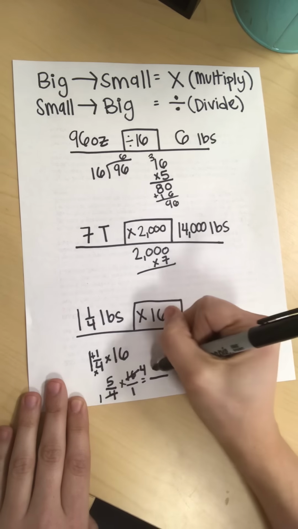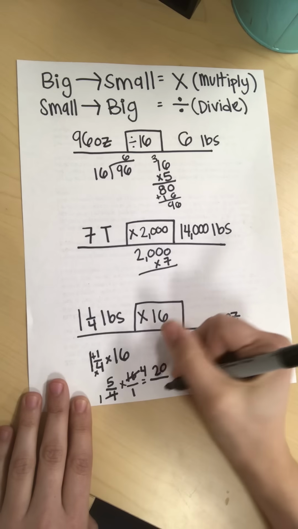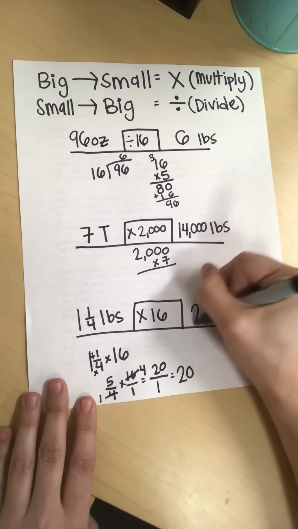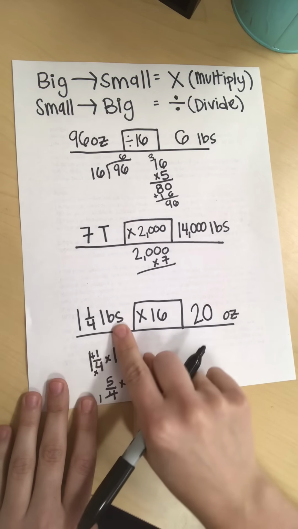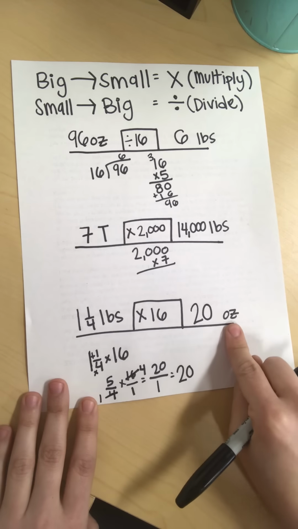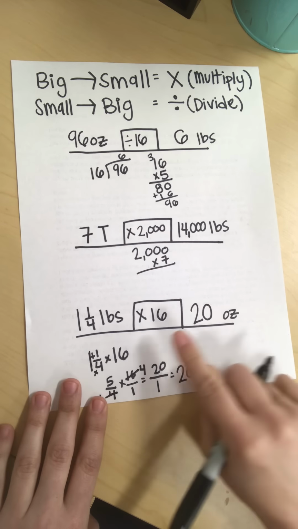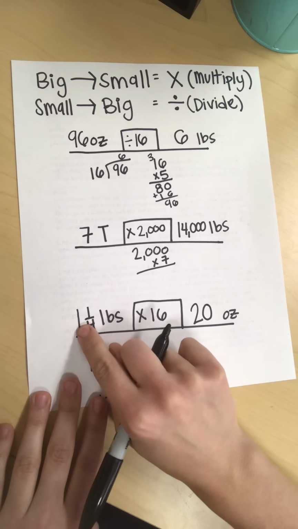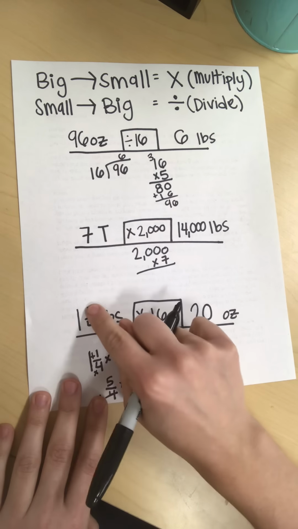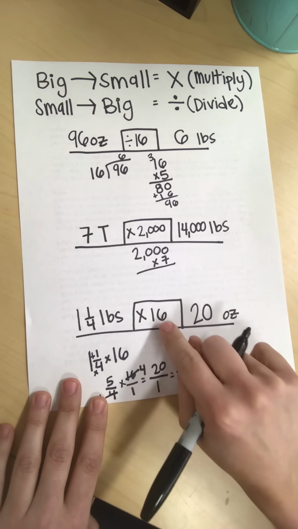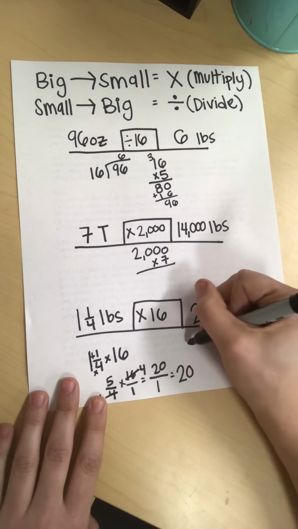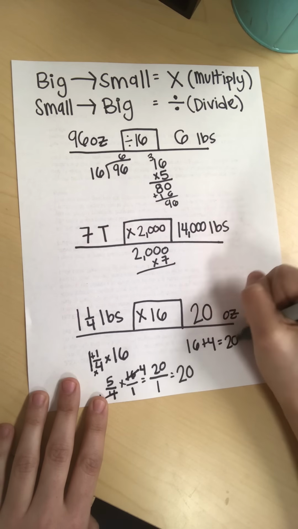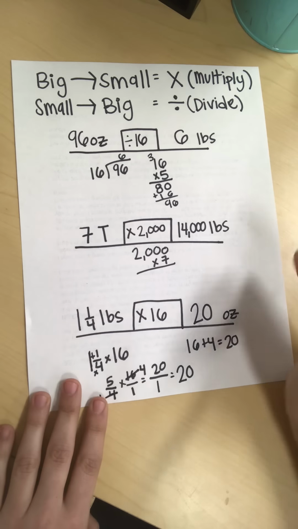5 times 4 is 20. 1 times 1 is 1. 20/1 is equal to 20. So that means that 1¼ pounds is equal to 20 ounces. Or you can use your common knowledge if you know that 16 ounces is 1 pound. Well, there's 16 here, and then 1/4 of 16 is 4. So when you add 16 plus 4, that also equals 20 ounces.